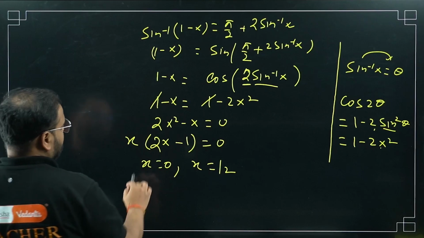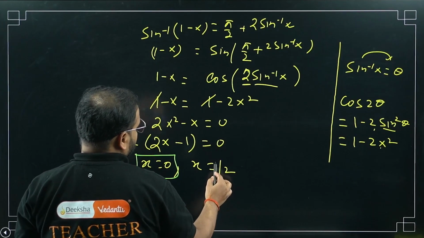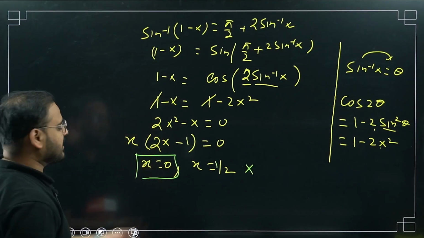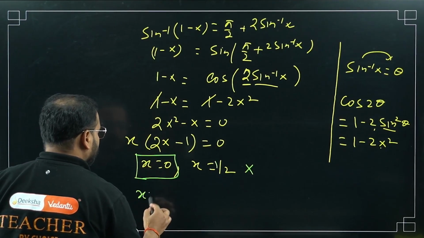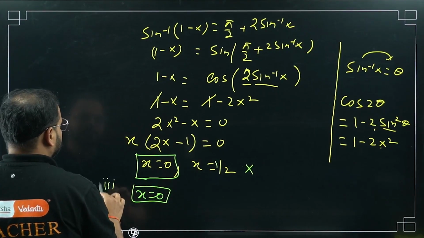What is the correct answer, sir? X equals 0 is the correct answer. If you do this, what is this? 1 by 2, no? This is 1 by 2. Okay, this will not satisfy. If you check with this, this will not satisfy. X equals 0 is the correct answer for part number 3, sir.